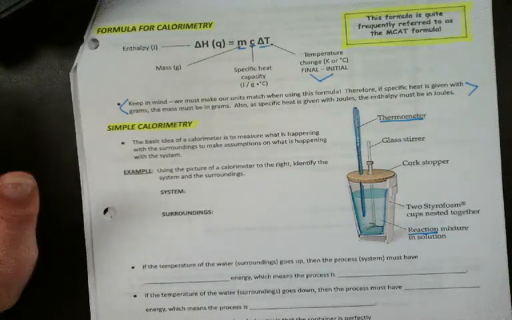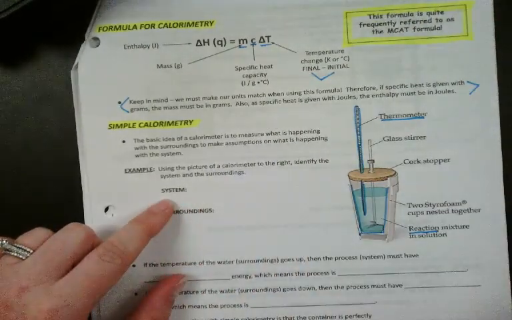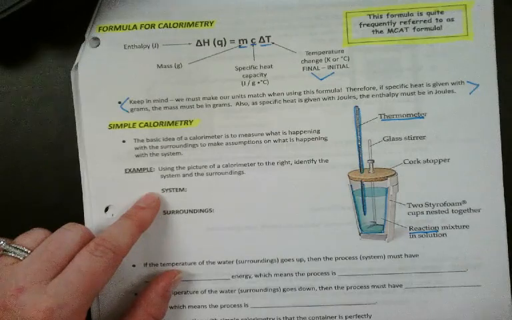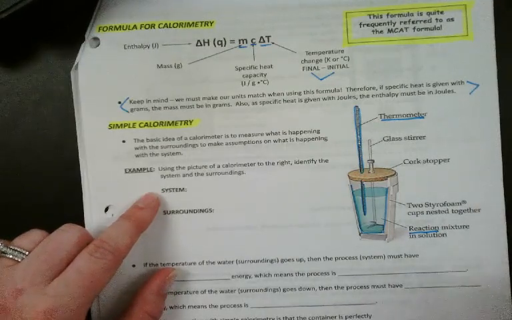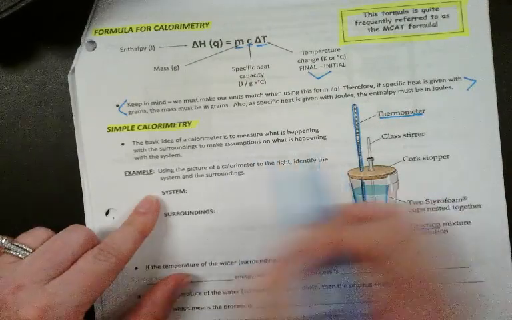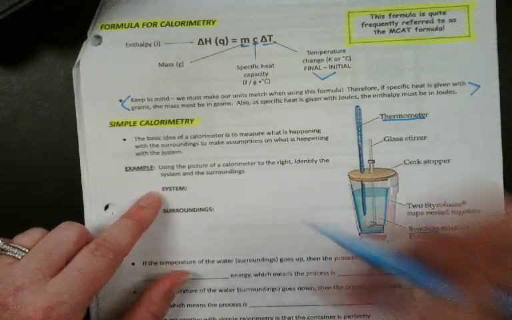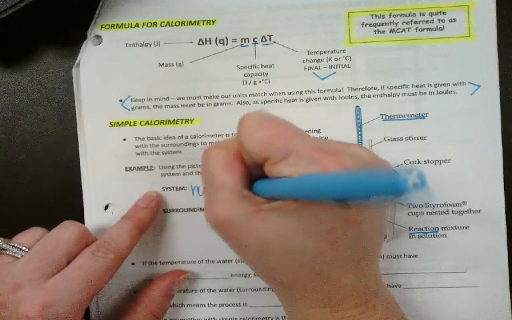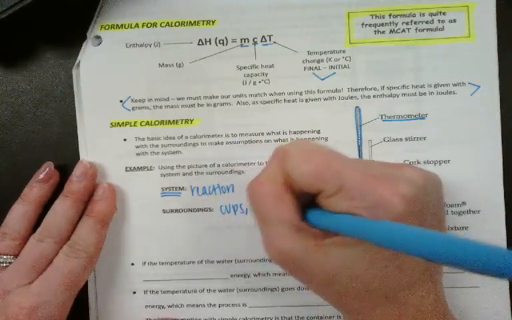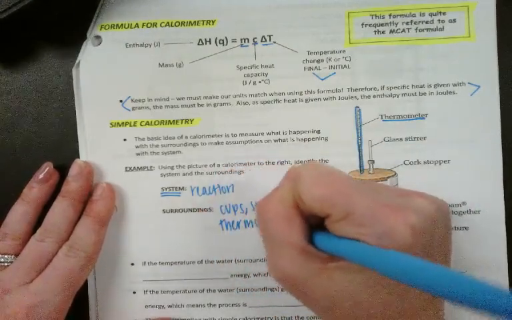Using this picture of a calorimeter to the right, I want us to identify the system and the surroundings. So what do we think our system is? No, but good guess. Again, the basic idea is to measure what is happening with the surroundings to make assumptions on what is happening with the system. So what do we think our system is? The reaction. Our surroundings are the cups, the stopper, H2O, and the thermometer.